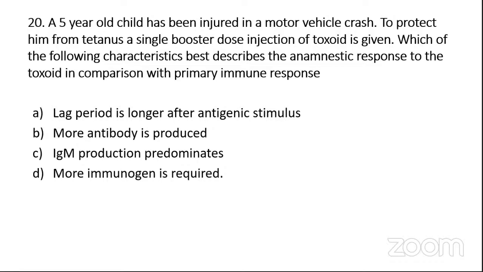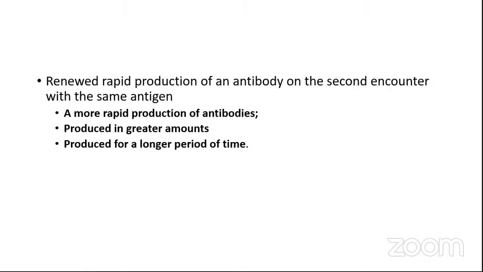That period is longer after antigenic stimulus. More antibody is produced. IgM production predominates. More immunogen is required. Which one? More antibodies produced. Option, more antibody produced is the correct answer. Good.